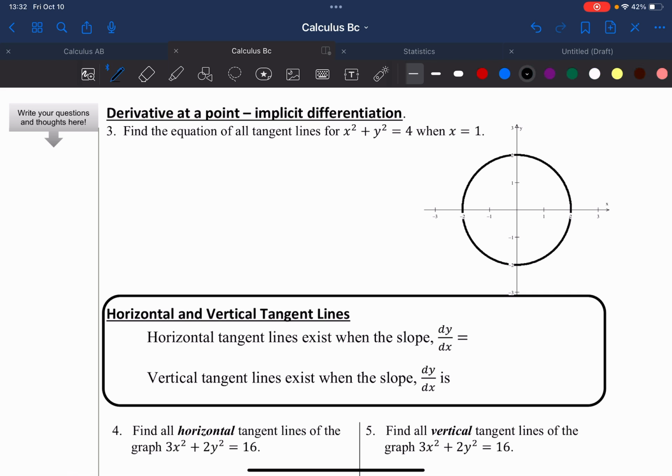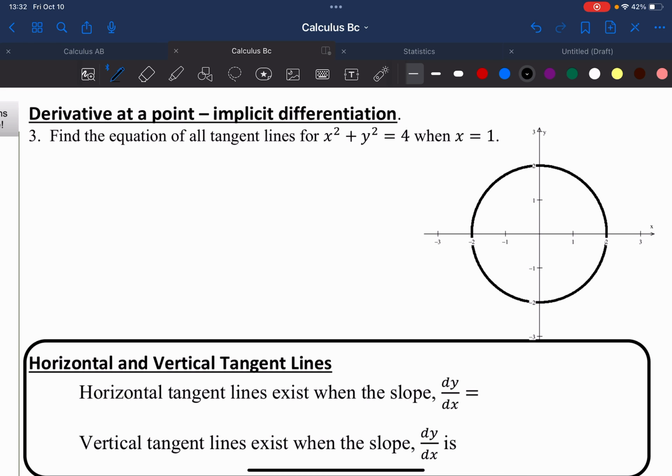Number 3 says find the equation of all tangent lines for x squared plus y squared equals 4 when x is equal to 1. So for this one, the first thing we are going to have to do is take the derivative. I have 2x plus 2y dy/dx is equal to 0, which means dy/dx is equal to negative 2x divided by 2y, which is negative x over y.